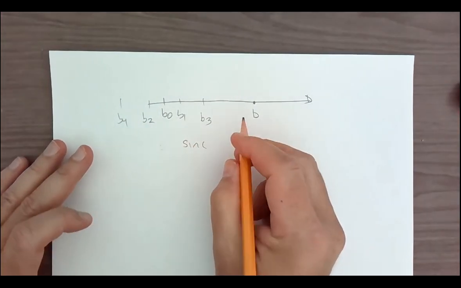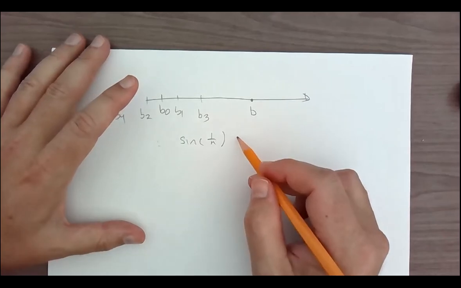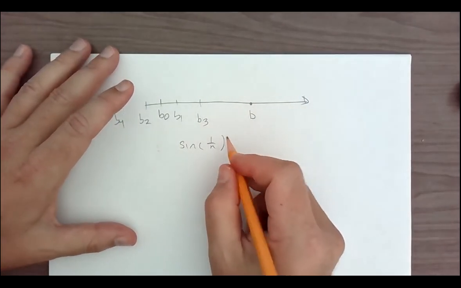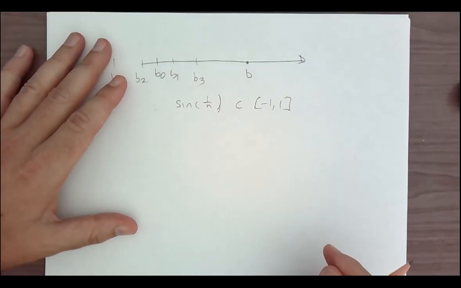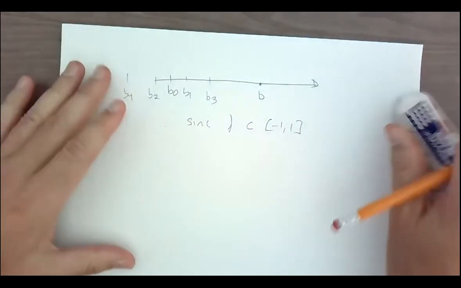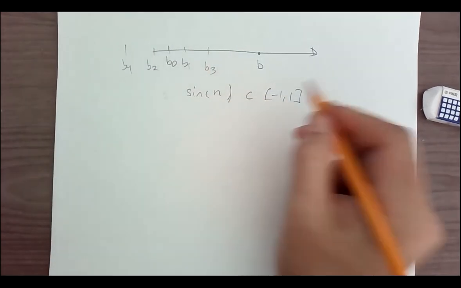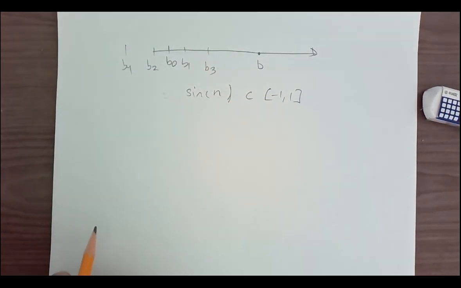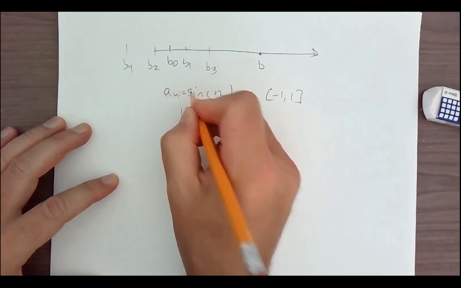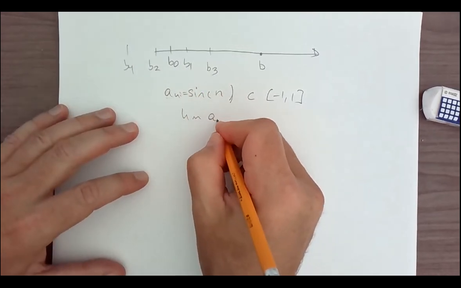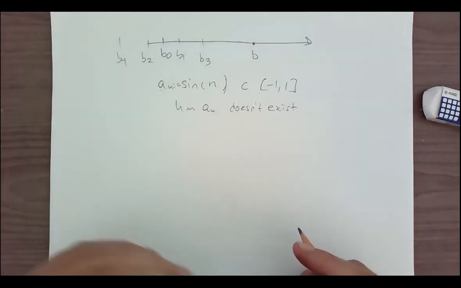Like sine n. This is going to oscillate. Here would be a sequence of points inside the interval -1 to 1. This is sine n, a sequence of points between -1 and 1. But if I try to look at the limit, this is my a_n, there's no limit. The limit does not exist, because it oscillates.